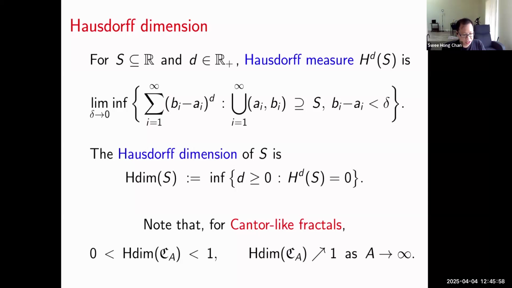Okay, so the Hausdorff dimension is the smallest real number D such that the D-dimensional measure is equal to 0. So this is the point where this thing becomes non-trivial. It follows from calculation that for the Cantor fractals C_A, the Hausdorff dimension is always strictly between 0 and 1. Furthermore, the dimension converges to 1 as A goes to infinity. This follows just from a direct calculation.